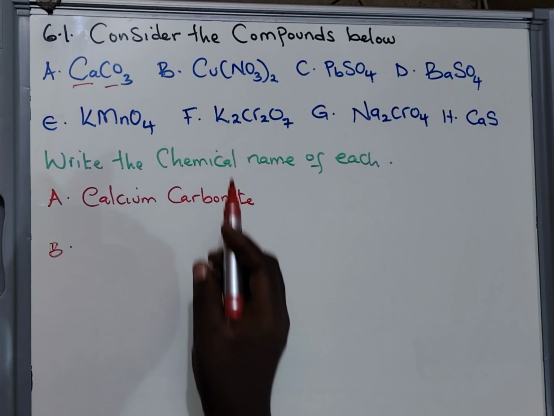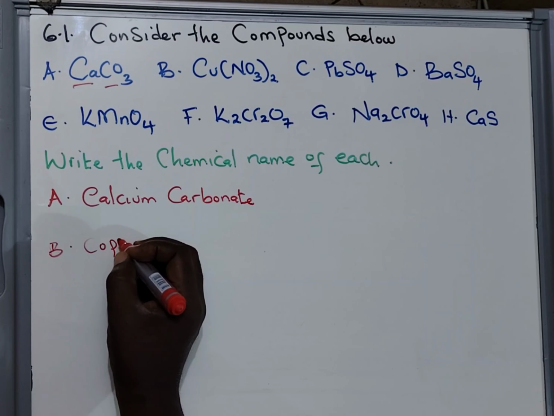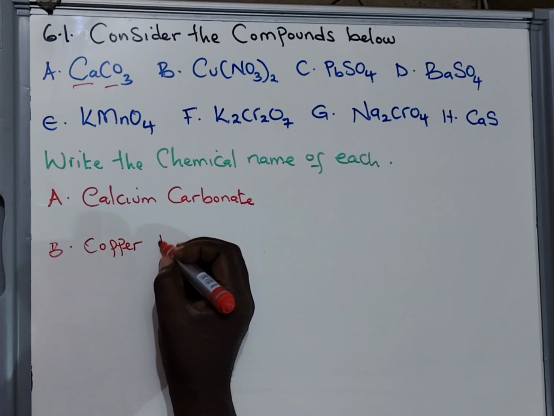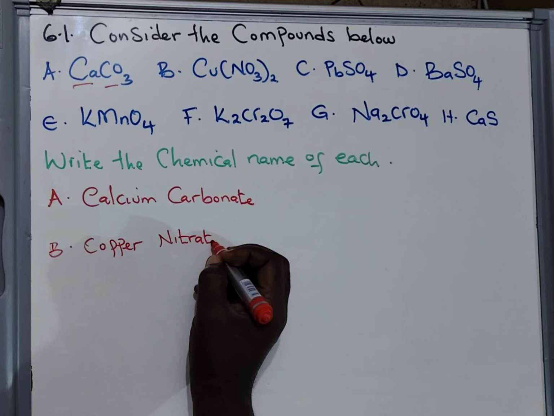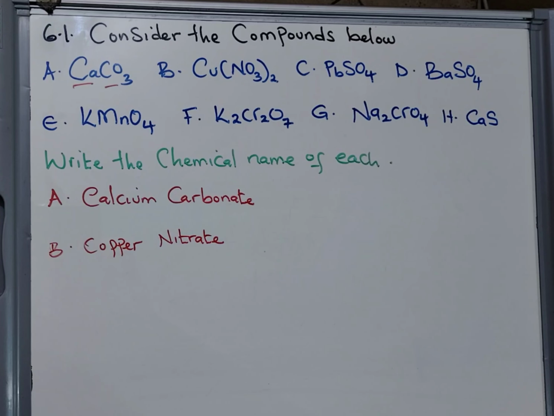We come to B. What is the chemical name of B? It is copper nitrate, or copper II nitrate, because copper is a transition metal. We'll know that later as we proceed.